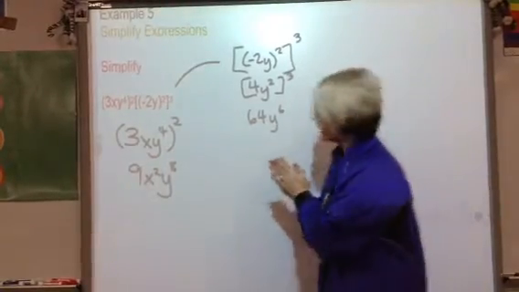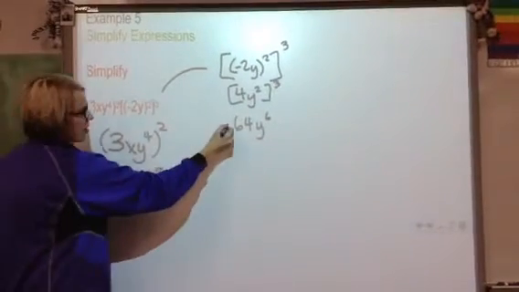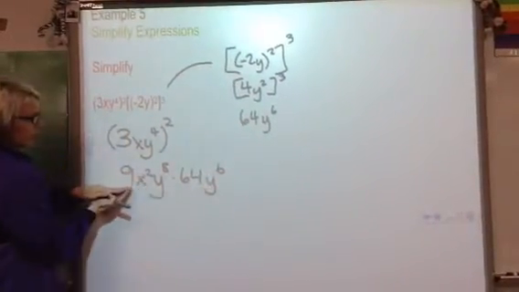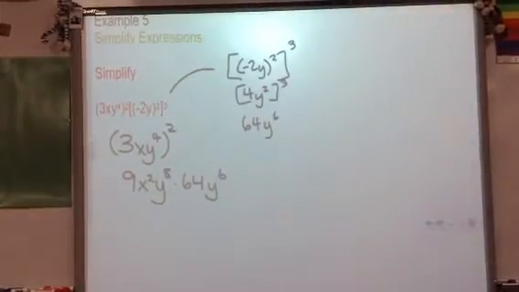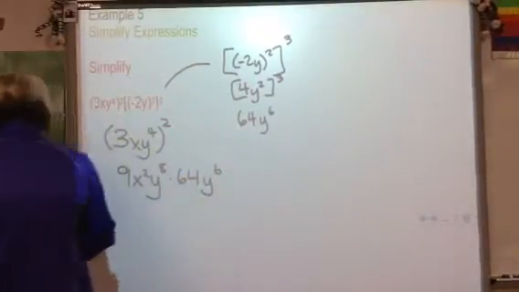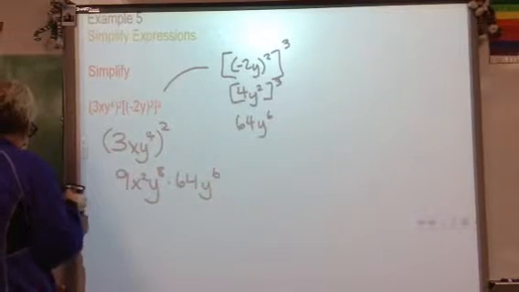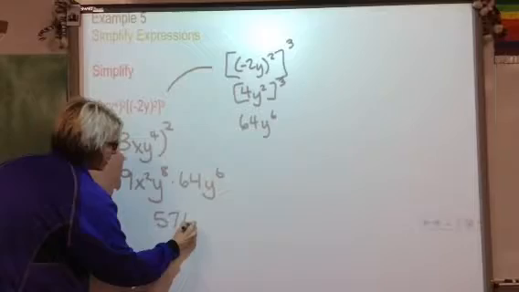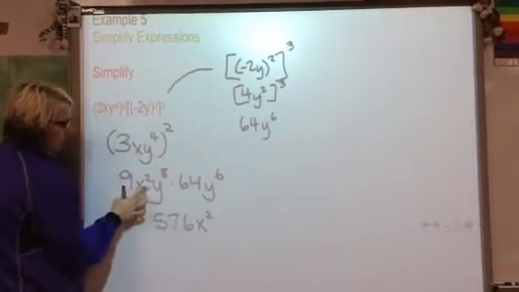Now we're going to put them together because you see this is all multiplied together. So we start with the constants. I'm going to go ahead and write it out right here so you can see what I'm doing. So I start with the constants, 9 times 64. I'm going to do that on my calculator real quick because I can't do that in my head. So 9 times 64 is 576. This does not have an x term, so I just write the x squared because it's not being multiplied by anything.